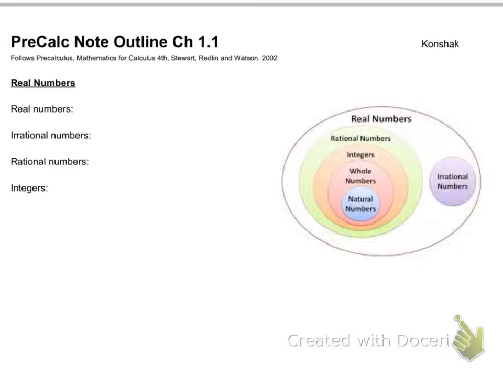All right, precalc, chapter 1.1. Let's start the year. Real numbers. We're going to talk about the real numbers today. Well, more than real numbers. There's the non-real numbers or imaginary numbers, which I guess we're not talking about. But you guys should know what real numbers and imaginary numbers are.